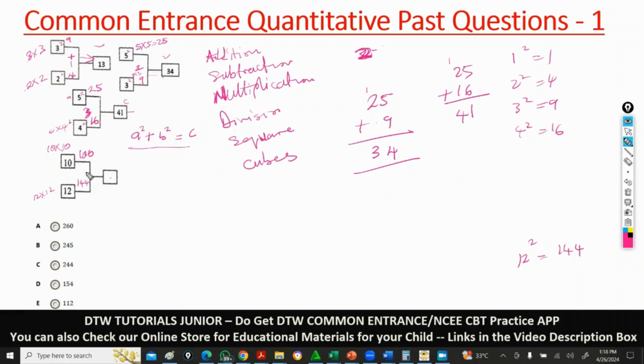And let us now add. So we now add, because that's our formula. So we have 100 plus 144. So this is 0 plus 4 is 4, 0 plus 4 is 4, and 1 plus 1 is 2. So our answer here is 244, and our right option here is option C. Do you see that? So this is how you solve your quantitative questions.